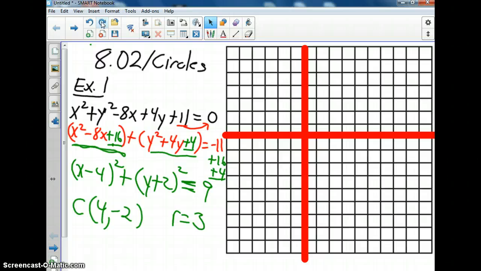All right, now we're going to graph it, right? So you go to the center, right? To 4, -2, and put a point on the graph. So here we go. 4, -2. There's my point. And that's the C for center, right?